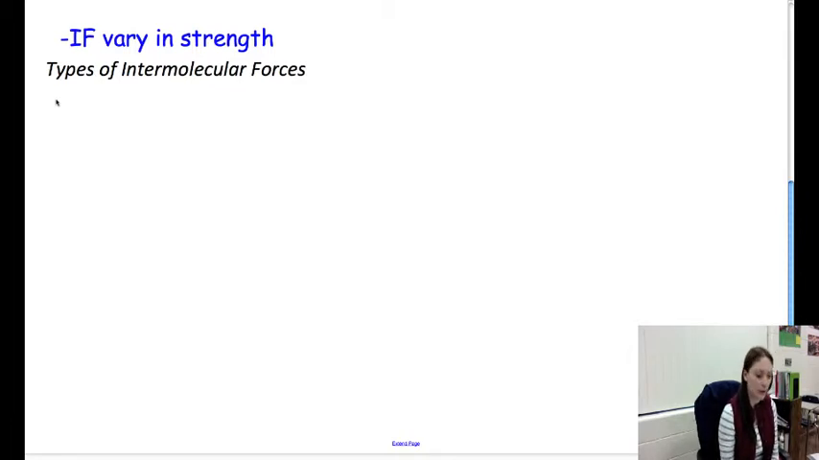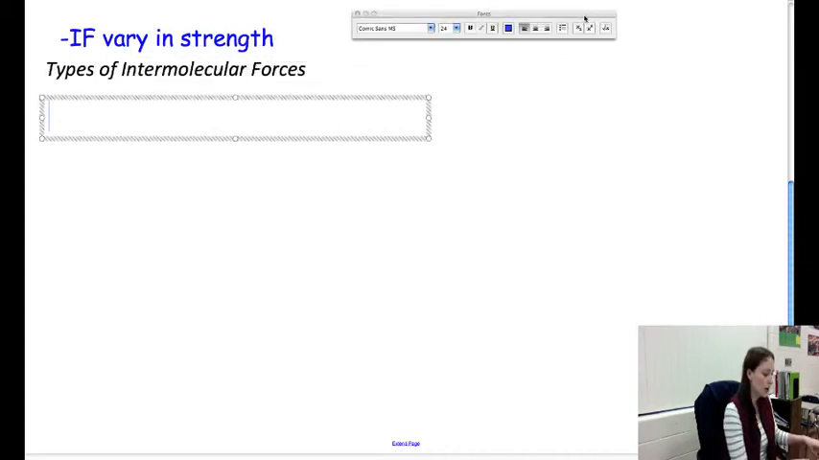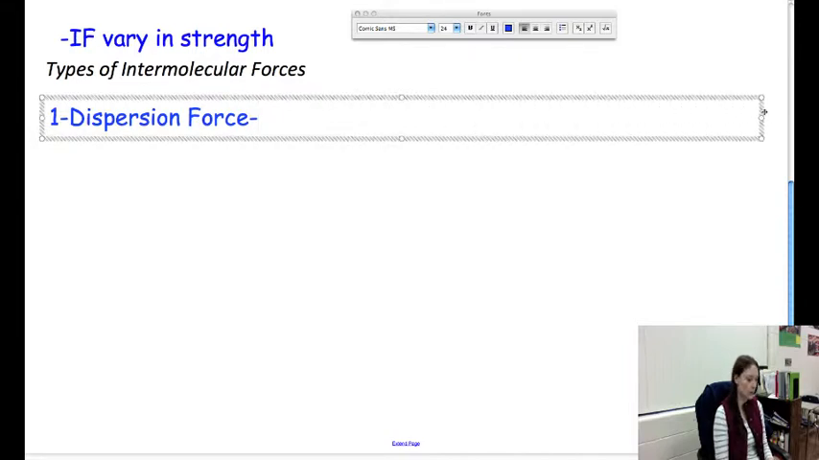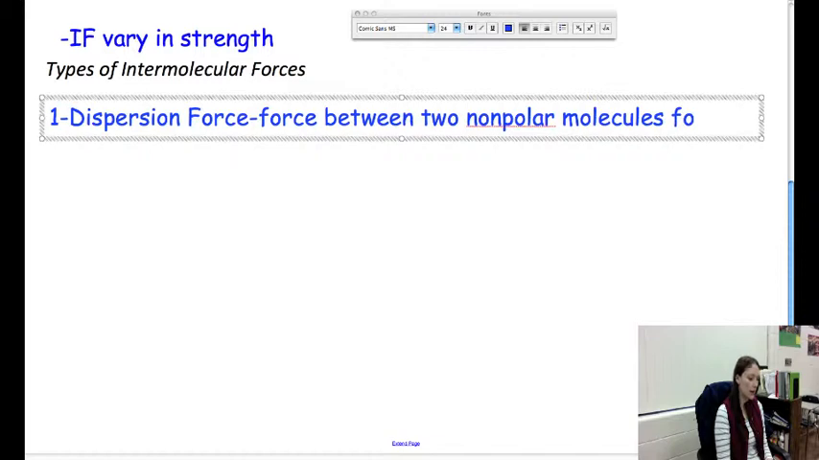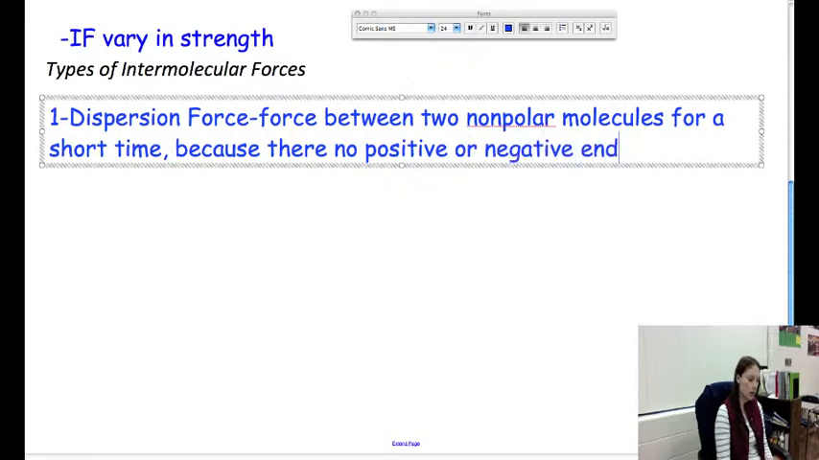Alright, let's look at the types of intermolecular forces, and there are 3 of them. The first type is what we call a dispersion force. I'm just going to give you the definition and then explain a little more about what it is. It is the force between two nonpolar molecules, and it lasts for a short time because there is no positive or negative end to a nonpolar molecule.